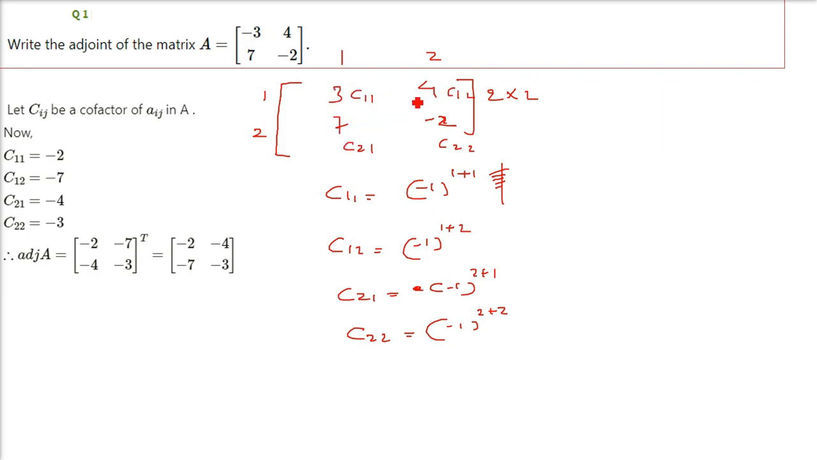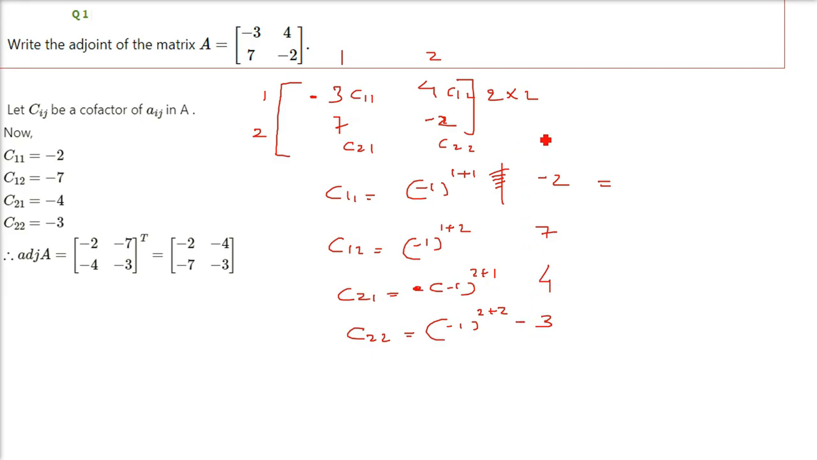So for C11, just hide the C11 row and column and write the remaining value, that is minus 2. For C12, hide the row and column for C12, 7 will come. And then for C21, hide the row and column for C21, you get 4. And for C22, hide its row and column, that is going to be minus 3. So negative 3 it is.